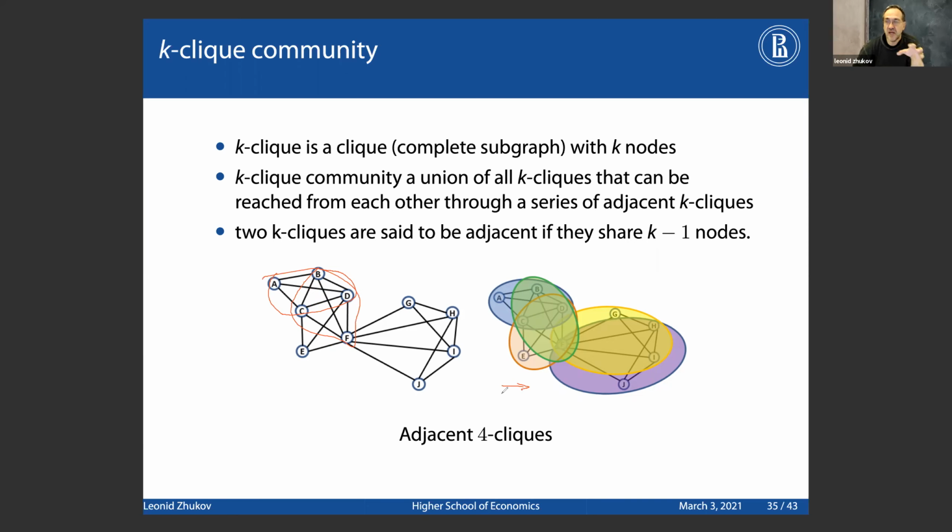Now, again, to have those 4-cliques, the graph should be pretty dense. Why do we do 4-cliques? Well, that's just the way the algorithm is designed. But you can start with 3-cliques. For example, there is this 3-clique, and here is another 3-clique, and they're adjacent with 2 nodes, A and D, being shared here. So how does this algorithm work?